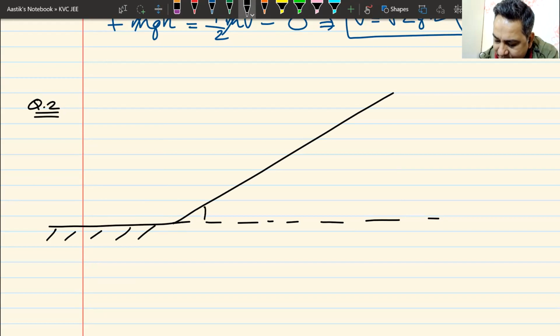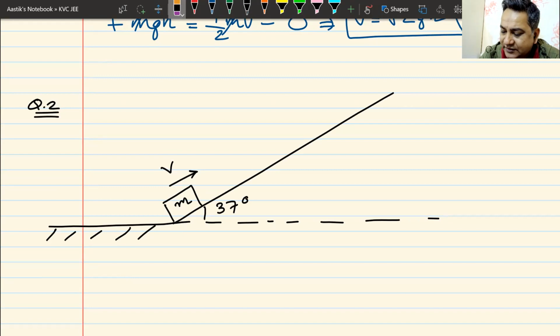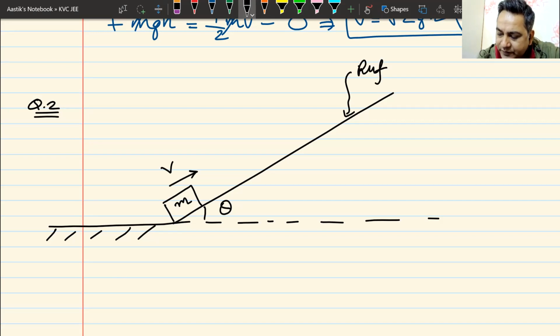So now I have this inclined plane. Let us say it is 37 degrees, because I want some good numbers here. I am projecting a body of mass m with velocity v. Let me not put this as 37; let me make it a general question and put it as theta, so that I get the answers in a general form. I project it up the plane. Now I want to make the question a bit more lengthy, so I make the floor rough, and the coefficient of friction is mu.